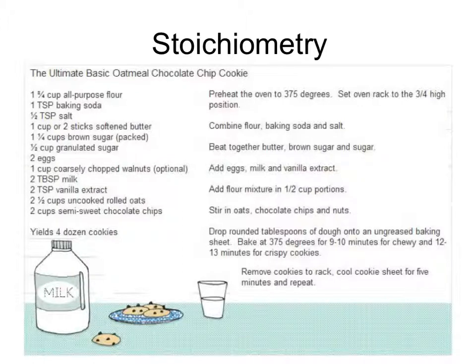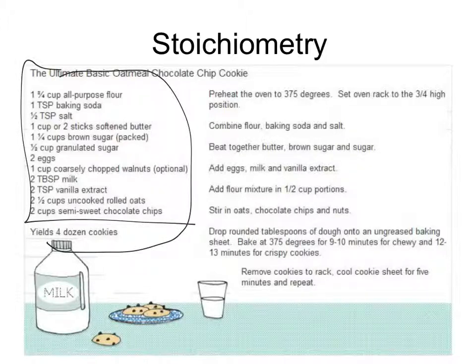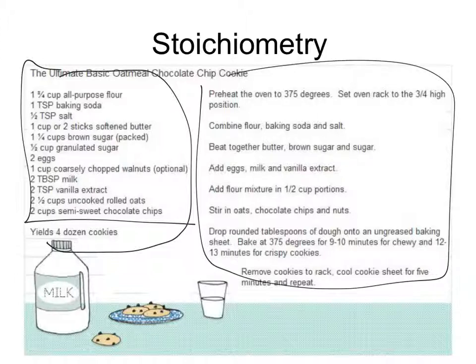So this is just an example to give you an idea of what stoichiometry really is at its base. If you have a recipe like this and you're trying to make cookies, you have a list of all the things that you need, those are the ingredients. You have a procedure that you're going to follow to turn those ingredients into a product. And then, over here, you have a predicted outcome. So according to the recipe, if you use exactly these quantities of ingredients, and you follow exactly this procedure, you should get 4 dozen cookies.